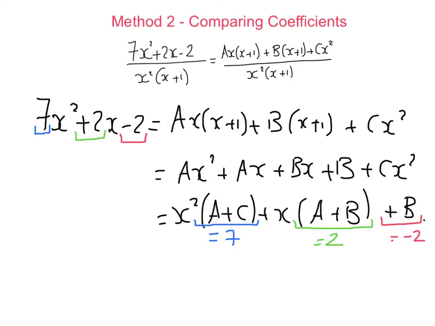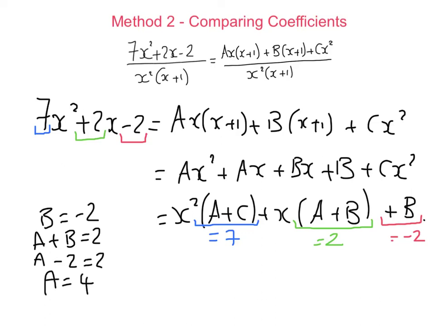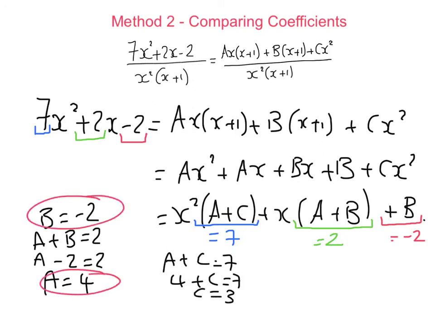I can sub that into the coefficient of x. If b is minus 2 and a plus b is 2, then a minus 2 is 2 and a is 4. And if a plus c is 7 and a is 4, then c is 3. So there we go. We've got b is minus 2, a is 4, and c is 3. Two methods. You can do both or choose your favourite.